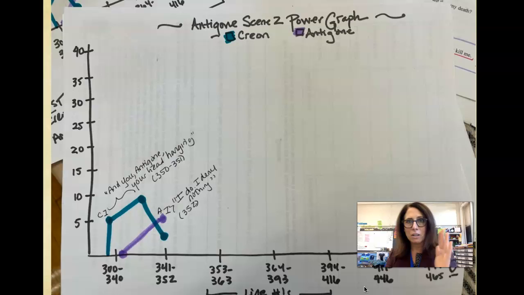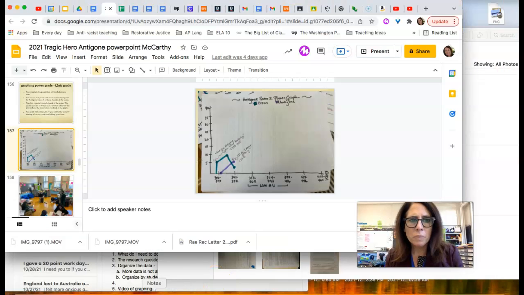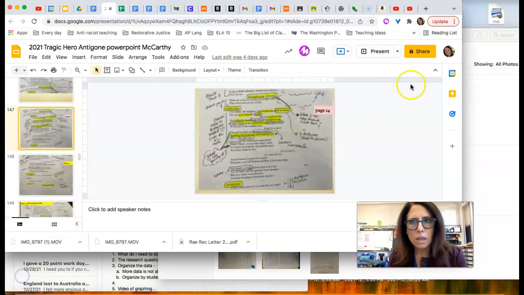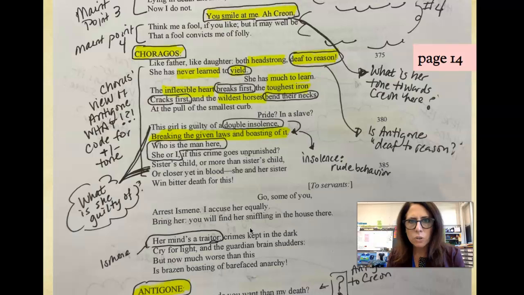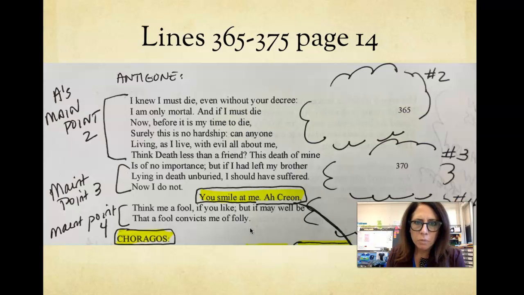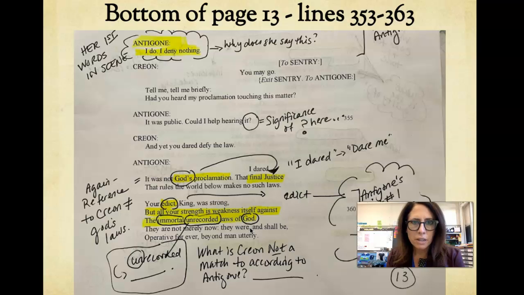It's like a tennis match, right? Creon shoots one and then she responds, and then he either goes up or down in power based on how she responds to him. There are a couple of moments in scene 2 that I wanted to bring to your attention. So this is page 14. Remember that question marks have a lot of power. Let me just find this one right here.